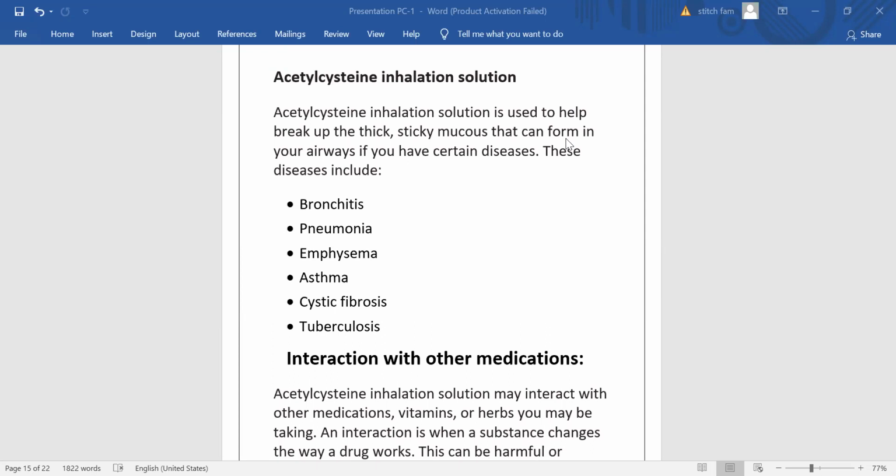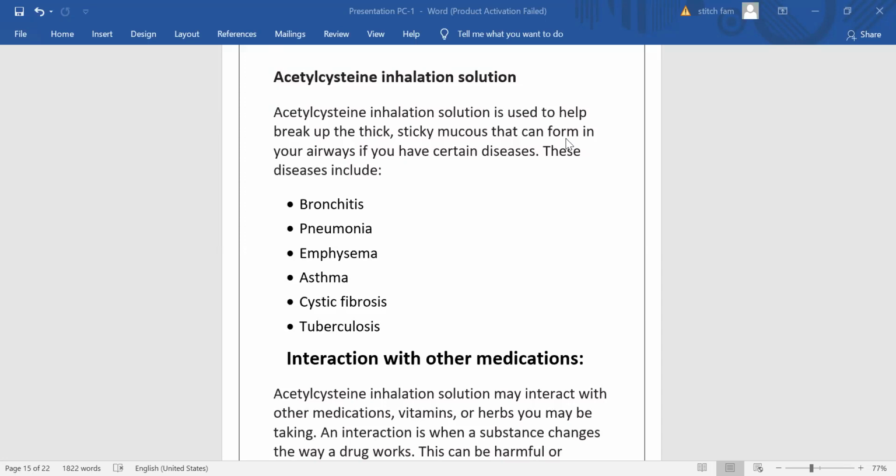What is bronchitis? Bronchitis is a condition that develops when the airways in the lungs, called bronchial tubes, become inflamed and cause coughing, often with mucus production. Pneumonia. Pneumonia is an infection that inflames the air sacs in one or both of the lungs. And what is emphysema? Emphysema is a condition in which the lungs are damaged, causing breathlessness. Asthma. Asthma is a chronic condition that affects airways in the lungs.